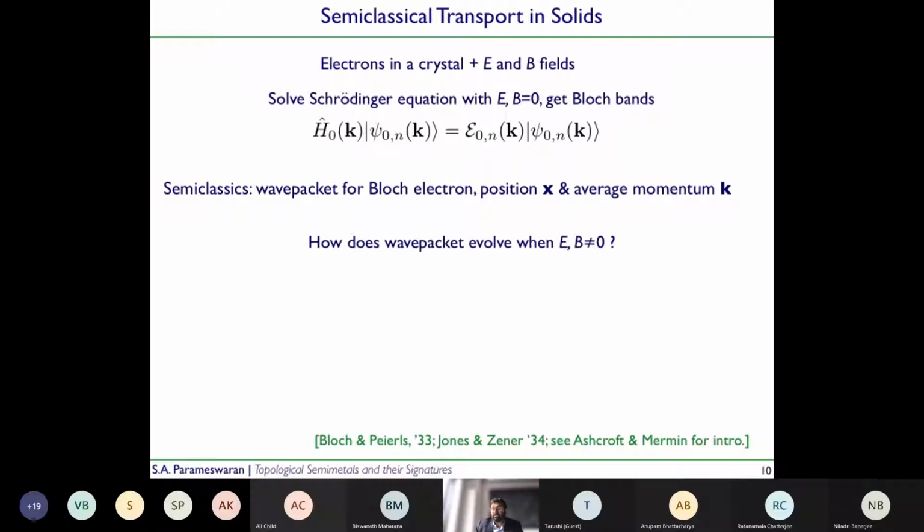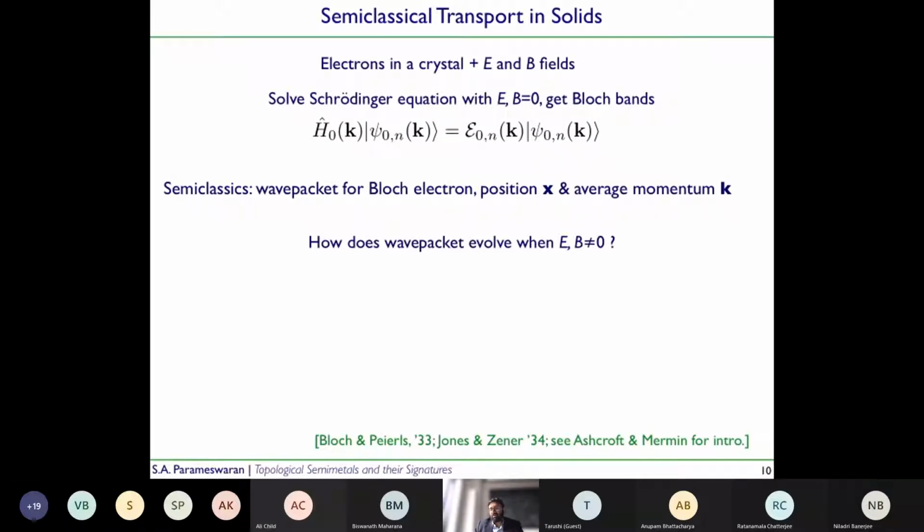So this is semi-classical electron transport in solids. It's a rather beautiful section in Ashcroft and Mermin; I think more than one chapter discusses this. It goes back to Felix Bloch and Rudolf Peierls in the 1930s, and also Jones and Zener. The basic idea is the following. We know that in free space, we know how to incorporate electric and magnetic fields with the electrons. We know what to do.